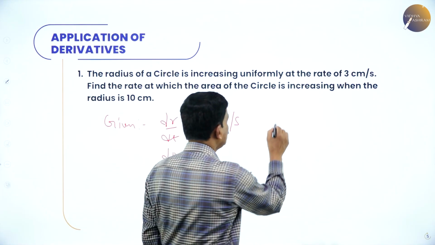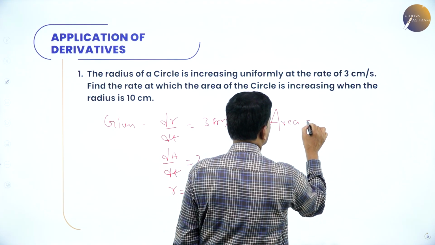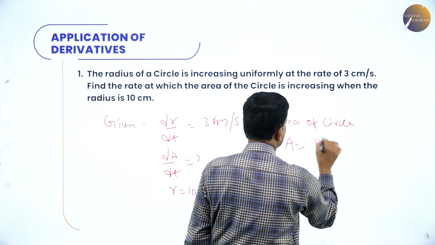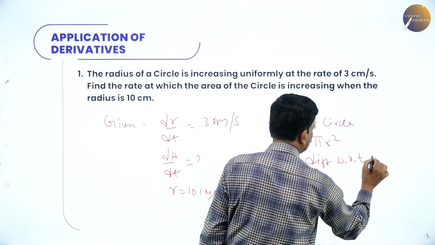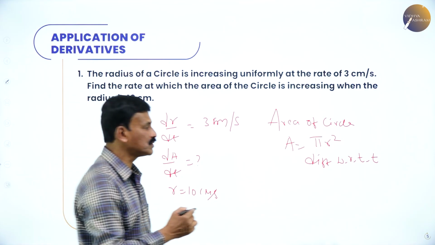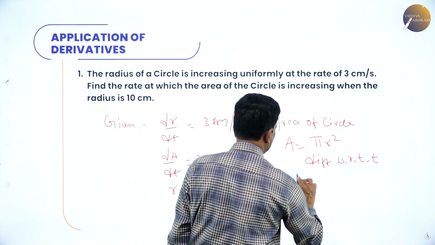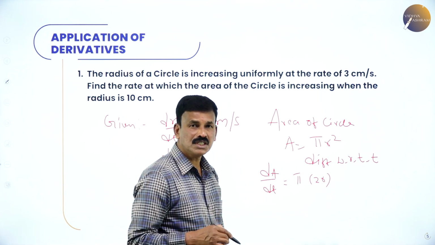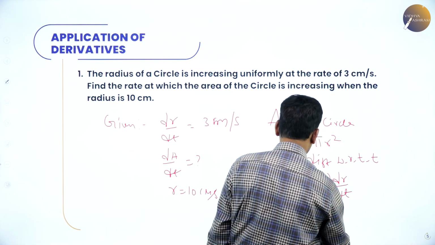Now, what is the formula for area? Area of a circle, that is A is equal to pi r square. Differentiate with respect to t. What is required to find is dA by dt. So, dA by dt is equal to pi into differentiation of r square, which is 2r. We are differentiating r with respect to t. This is a function of a function, so times dr by dt.